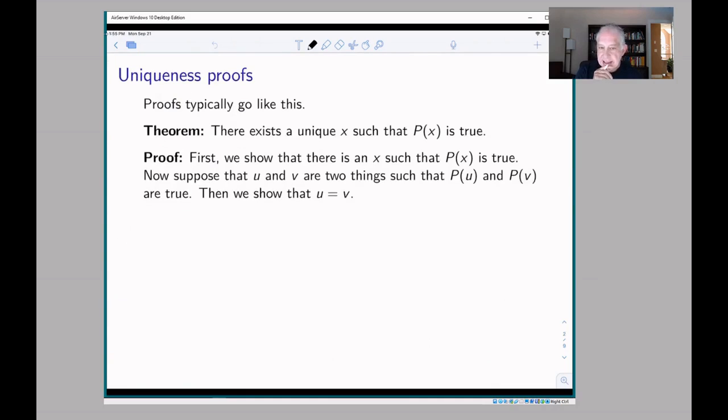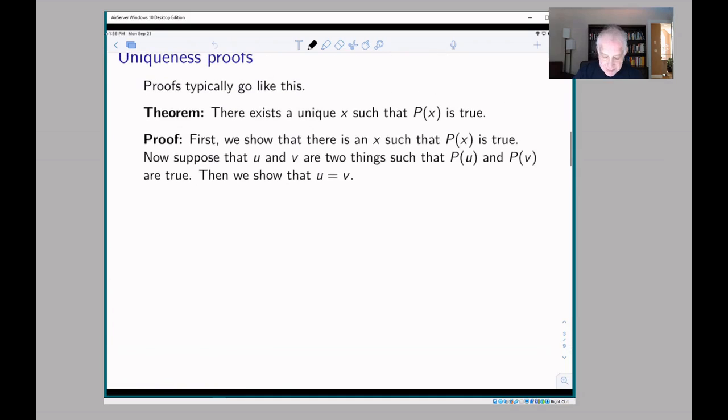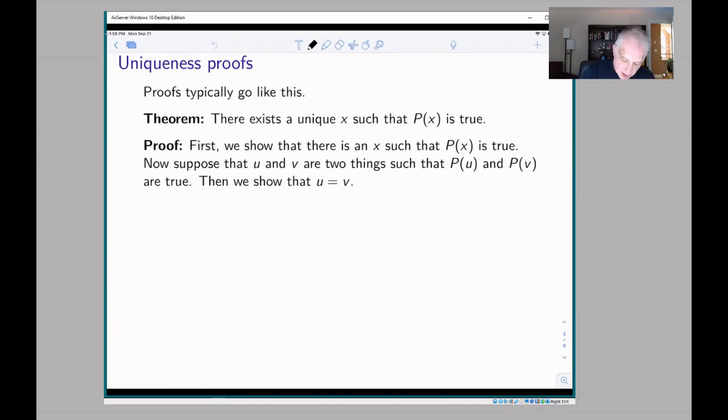And the way uniqueness proofs usually go is something like this. The theorem says something like there exists a unique x such that p of x is true. And the way you prove it is you first show there is an x so that p of x is true. And then you imagine that you had two things for which this property holds and show that in fact those two things are the same. So maybe it's a bit long-winded, but remember that the earlier example was a proposition: there exists a unique a such that a is bigger than 0 and a squared equals 1.